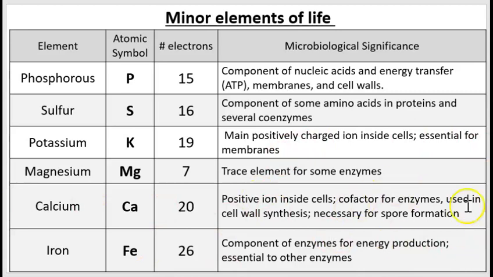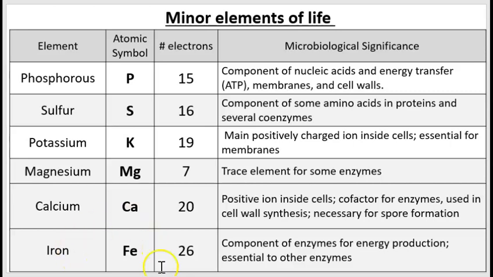And then the last sort of minor element that we can find out here is iron. And this is kind of interesting. It is used in energy production, and it's essential to a lot of enzymes that are out there. And it turns out iron is actually one of those things that are really important for bacteria that are causing diseases in us, known as pathogens.